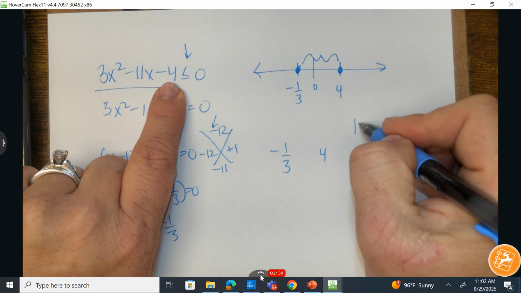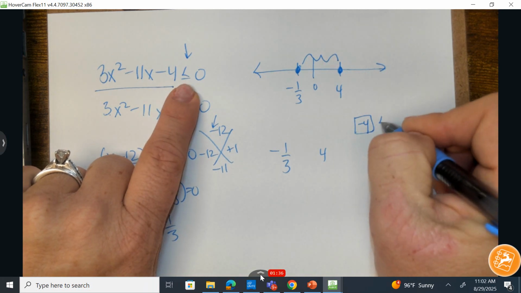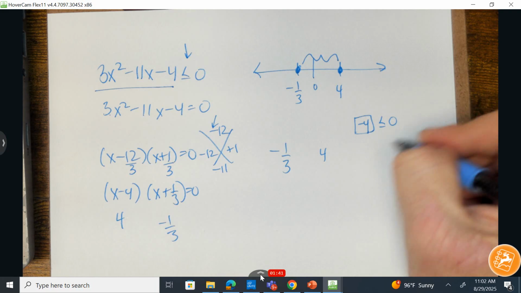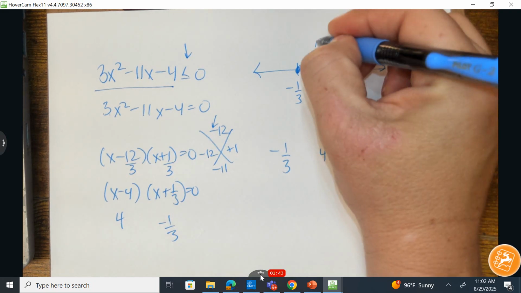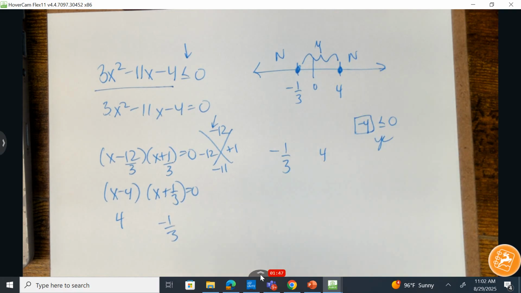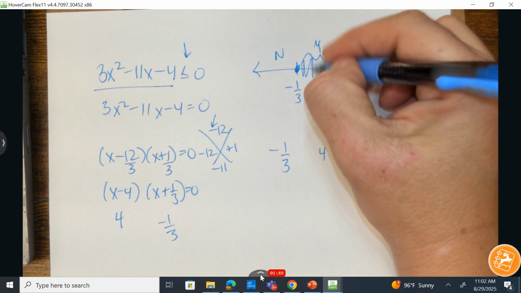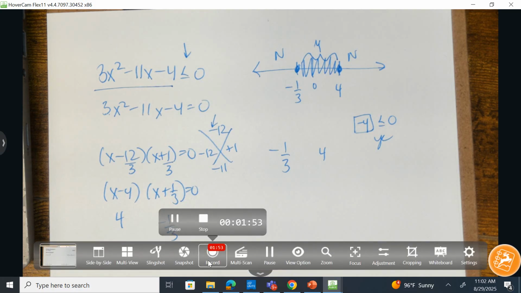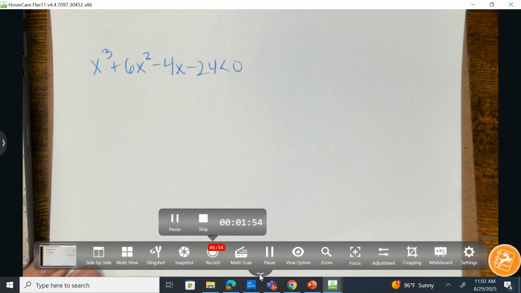And I want to answer this question. I got negative 4 on the left. Is negative 4, in fact, less than or equal to 0? So is this math statement true? It is true. So this is a yes, and it alternates. So no, yes, no. But wherever there's a yes, you must go back and shade. That's question number 6.